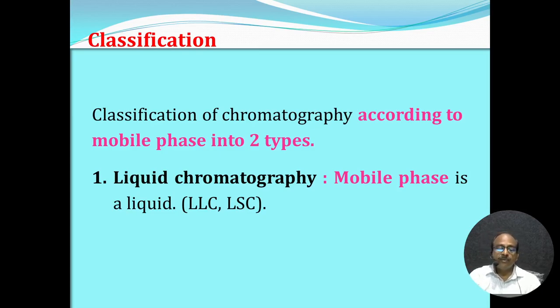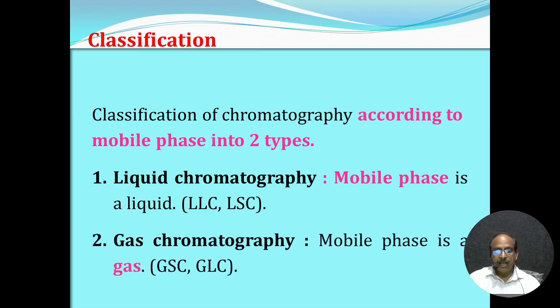Liquid solid chromatography means the liquid is the mobile phase and the stationary phase is the solid; that is called LSC. LLC means the liquid is the mobile phase and the liquid is the stationary phase. The other one is gas chromatography, where the mobile phase is a gas. Gas is the mobile phase, and the stationary phase is either a solid or a liquid, so it is called GSC and GLC. These are the two types of classification of chromatography.